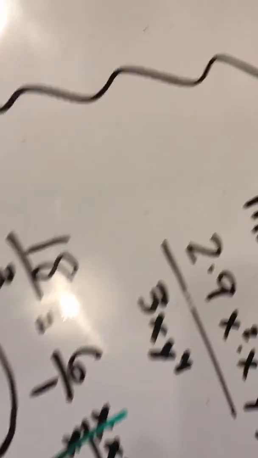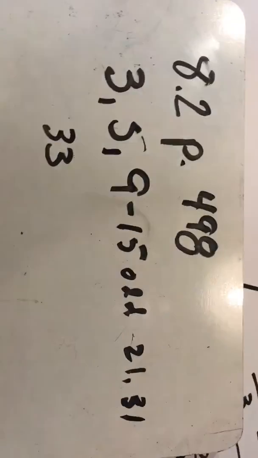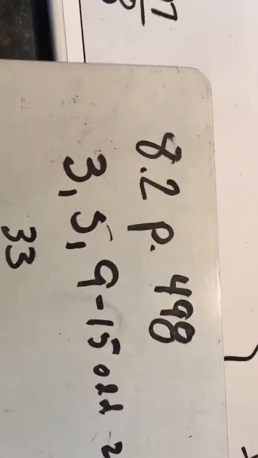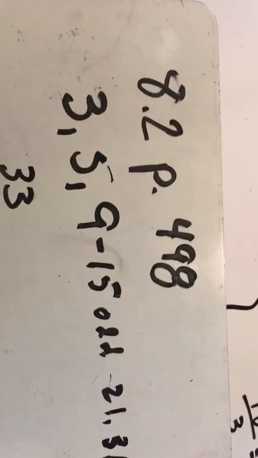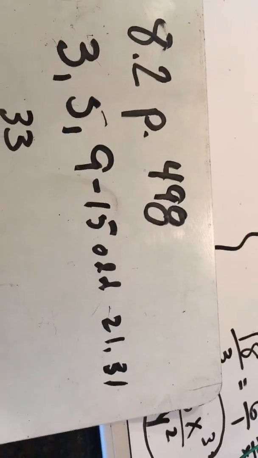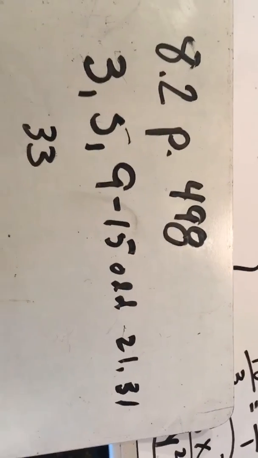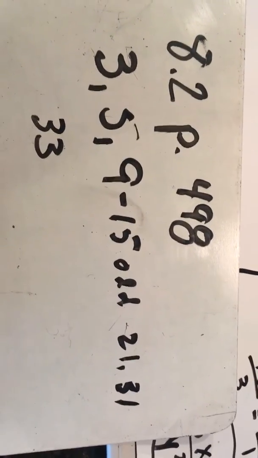Here's the deal. We are going to do some problems today that are all odds. I want you to do them. I want you to check them in the back of the book. This is section 8.2, page 498. Numbers 3, 5, 9 through 15 odd, 21, 31, and 33. And I think 33 is the one like the last example I gave you. If you've got questions, give me a holler. Let me know what's going on.